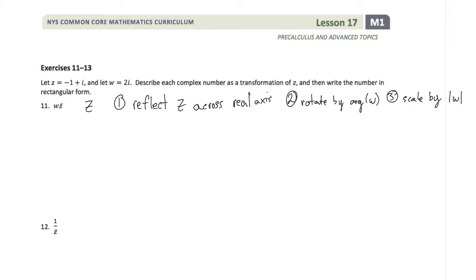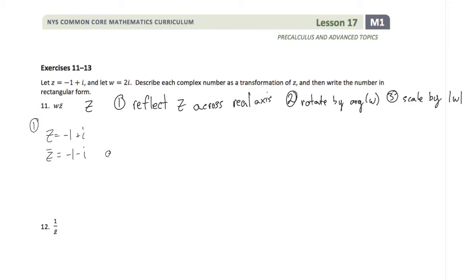And so from that, let's go ahead and prove this. So this will be part one: Z equals -1 plus i. Then Z bar is going to be -1 minus i, Z bar being the conjugate. So now I've done number one. I've reflected across the x-axis, or the real axis. Number two, let's rotate by arg W.